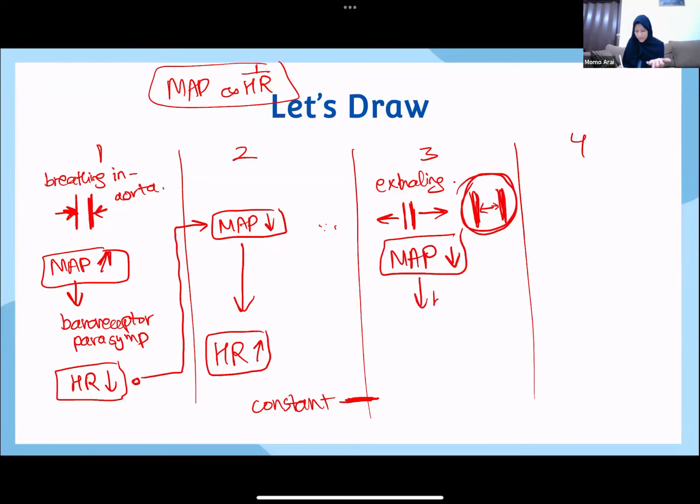Again, your baroreceptor picks it up, and what happens to your heart rate now? So it takes phase three separate from phase two. What happens to your heart rate? Because of less MAP, your body tries to increase MAP, right? How does it do that? By increasing or decreasing heart rate?